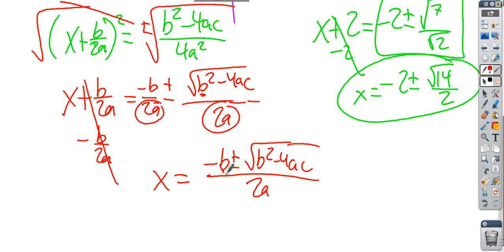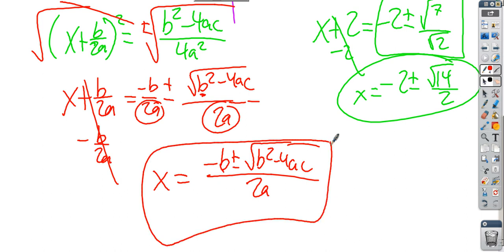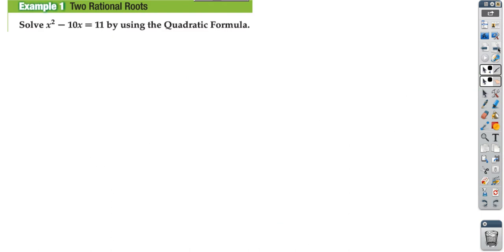So what did we just prove? We just proved that the quadratic formula is true, and that it comes from completing the square. So it's interesting to know just where that comes from, the fact that somebody didn't just make that up, but there's actually a proof for it.